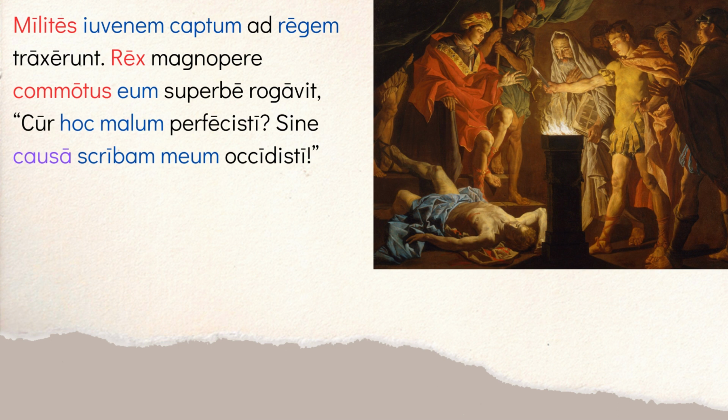Okay, so he asks him a question, and he says, Cur hoc malum perfecisti, sine causa scribam meum occidisti, right? So he's talking to Mucius, right? And the king, commotus, right? So the king, having been very much upset, magna per is your adverb, the irregular adverb. So very much emotionally moved is really what commotus means, upset. He asked him, superbe, he proudly asked him, right? Arrogantly. He says, hey, I'm really, really mad.